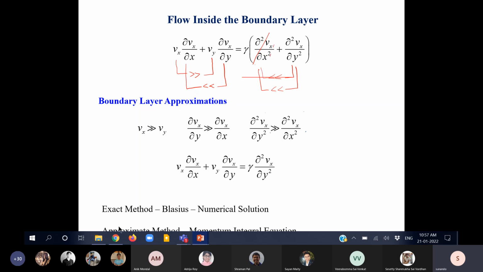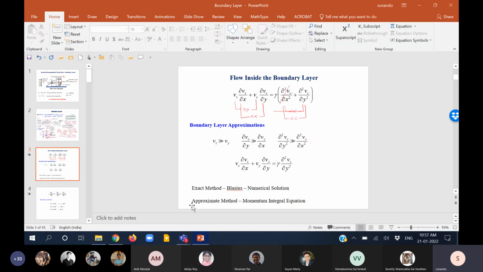Can you see the last line of my slide? Because I cannot. The approximate method, can you see that? No, sir. But we can guess. All right. So let's go to this.